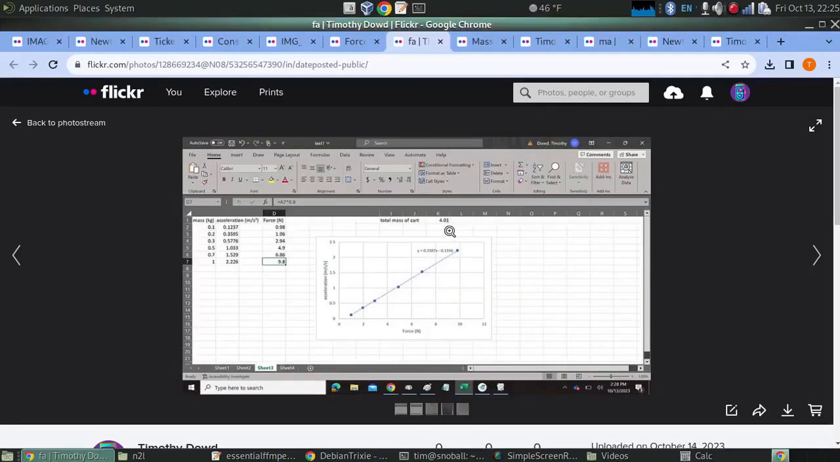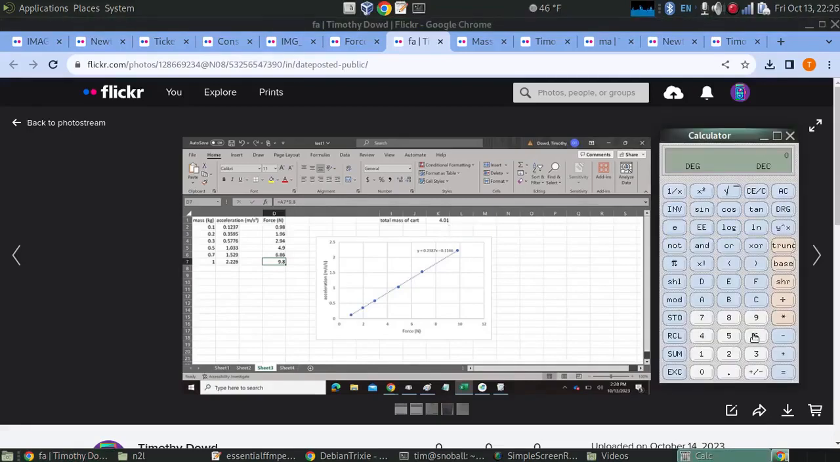The total mass of the cart was 4.01 kilograms. 0.2387 inverted is about 4.2 kilograms. So it seems like this is a really elegant test of our Newton's second law model. We do have a linear force versus acceleration graph, and we have a slope that seems to signify a property of the system, the total mass that we kept.